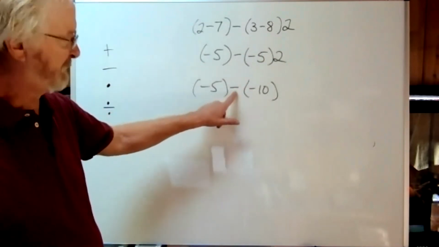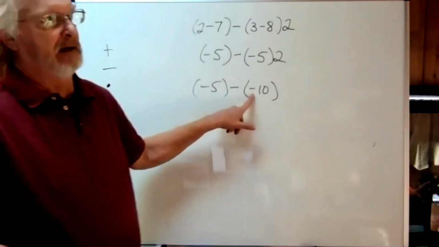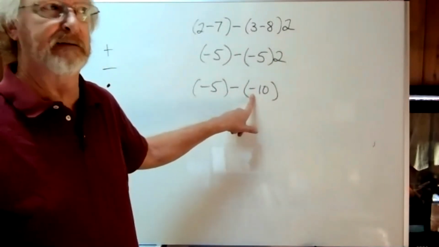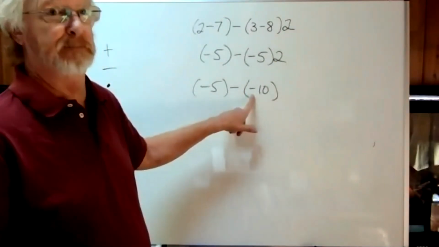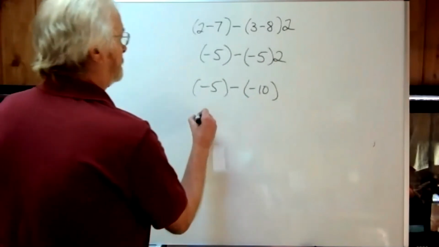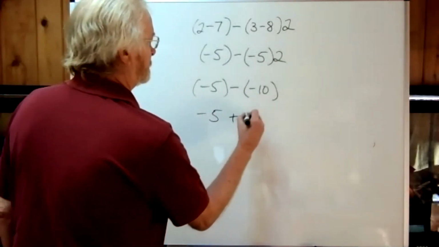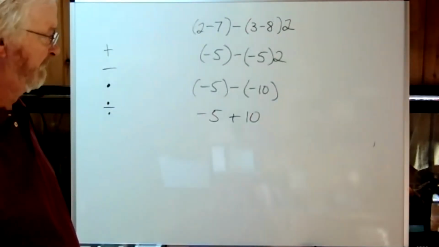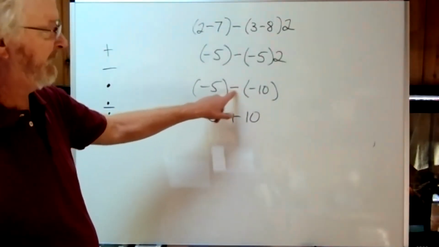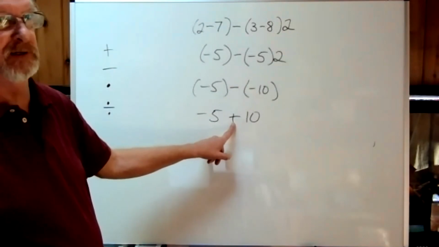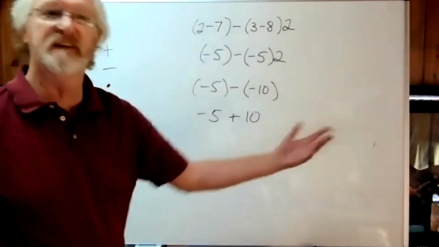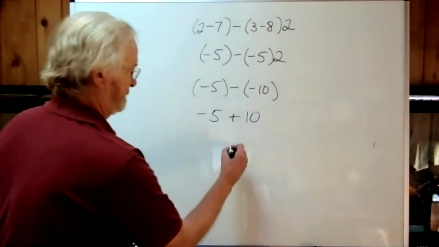Negative, negative, subtracting a negative. Kind of the best, easiest thing, or I want to say safest thing for you right now is to just rewrite it with a plus sign. I left off the parentheses that time. Subtracting the negative turns into addition. Negative 5 plus 10, it's going to get me to positive 5.